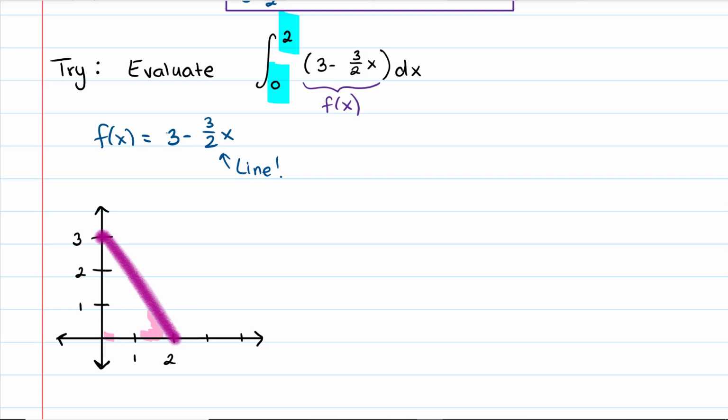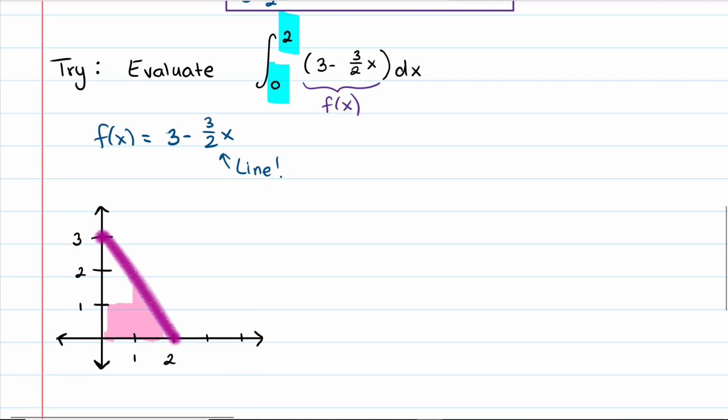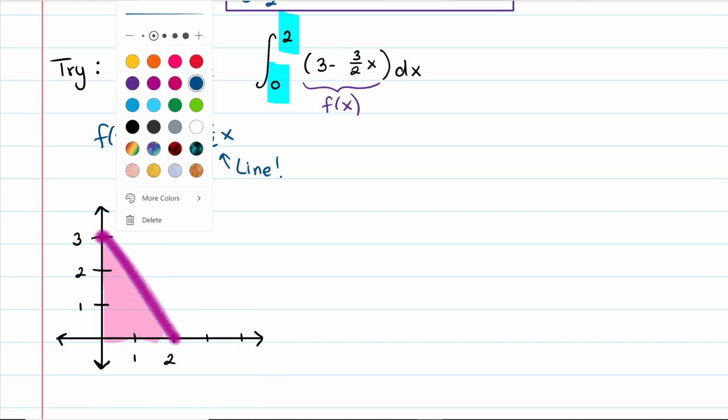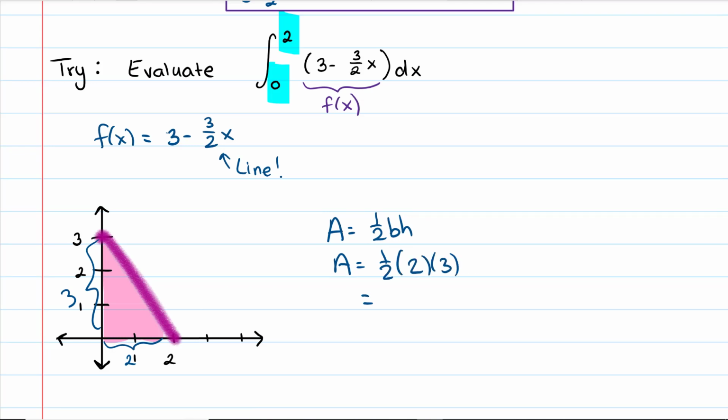So my goal then for this problem is to find the area underneath this triangle. So I'm looking for that area right there. Well, I know the base of this triangle is 2, and I know the height of this triangle is 3. So the area of a triangle is 1/2 base times height. So the area is 1/2 2 times 3, which is going to be 3.